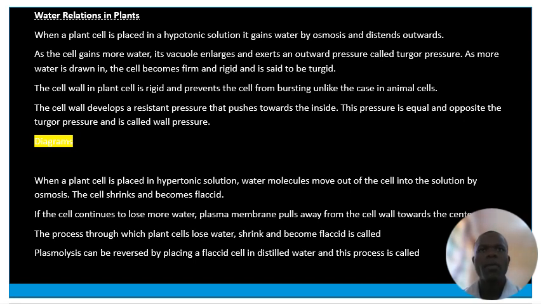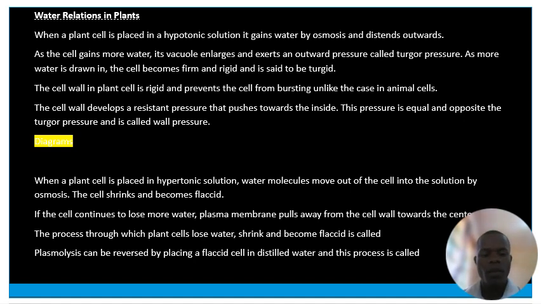So now here we have the difference. This is where the difference comes from. When we place an animal cell in a hypertonic solution, we will find that this animal cell becomes rigid and develops a wall pressure that prevents the cell from bursting.